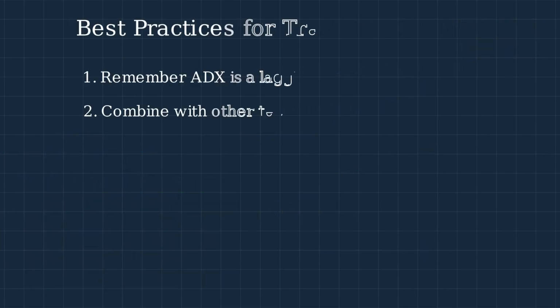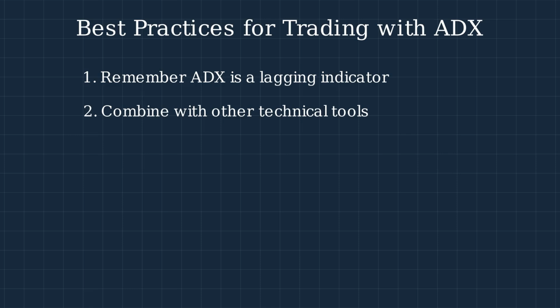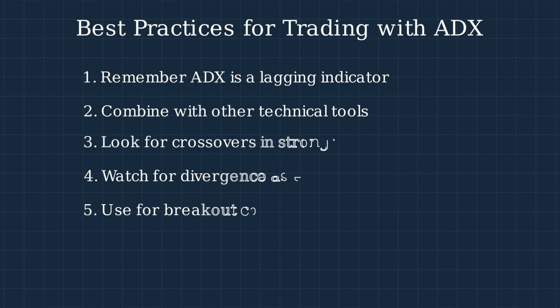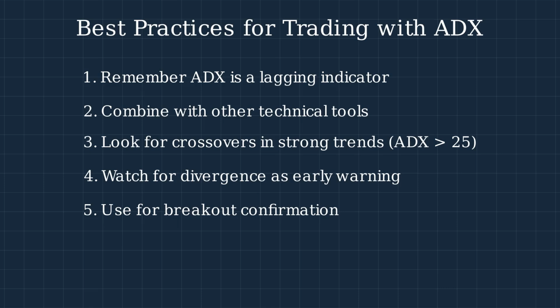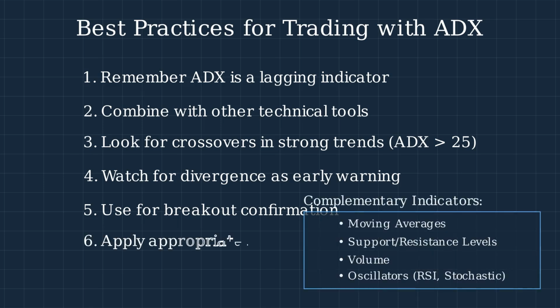When trading with ADX and directional indicators, it's important to remember some best practices. First, ADX is a lagging indicator, so it works better for confirming trends than predicting them. Focus on crossovers that occur when ADX is above 25, indicating strong trends. Watch for divergence as an early warning sign and use ADX to confirm breakouts. Always apply appropriate stop-loss strategies and combine ADX with other technical analysis tools for more reliable trading signals.